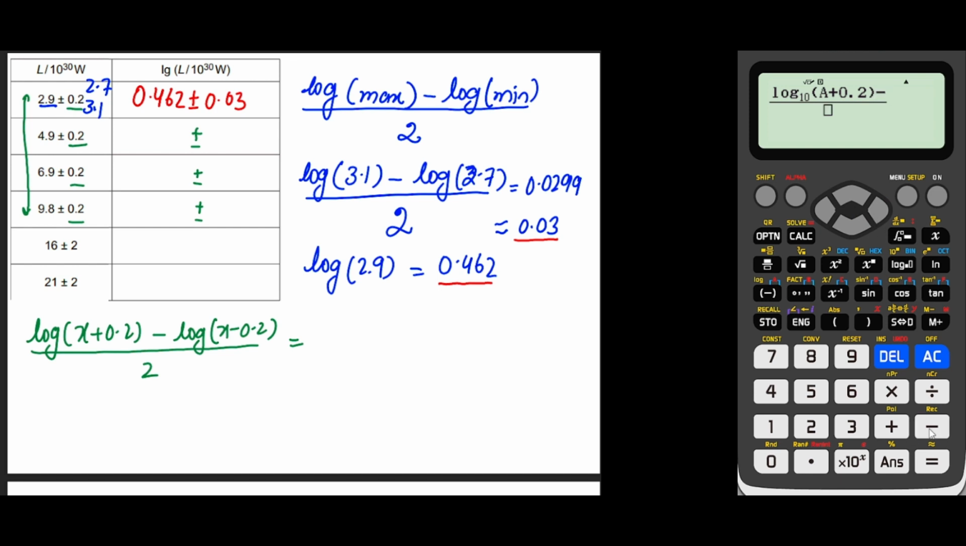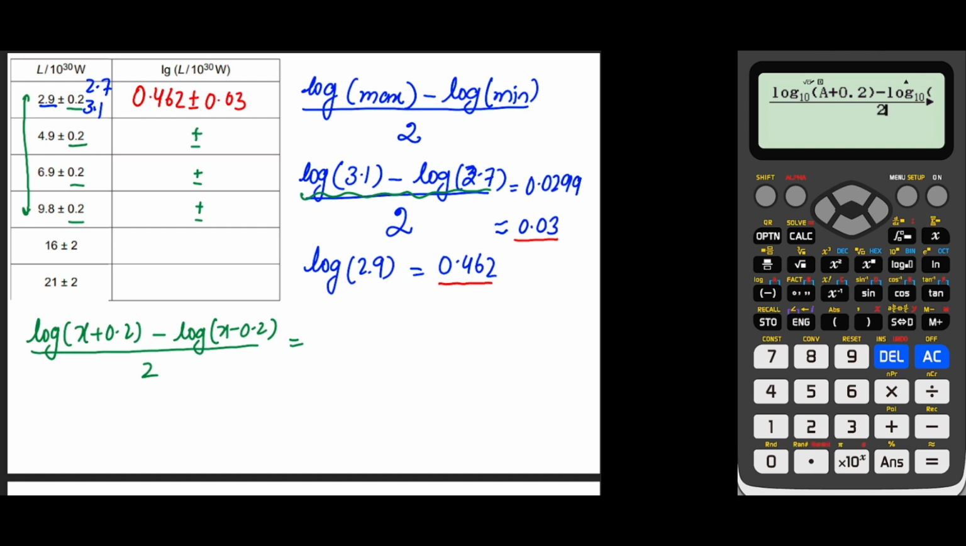Then I'll add the negative sign. Then again, log with base 10, go inside the bracket, use the alpha button, put in the same variable that you used the first time, and then subtract 0.2. Now we've successfully made the function that we were expecting.